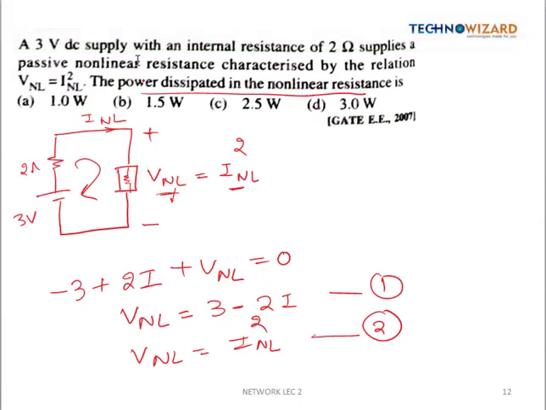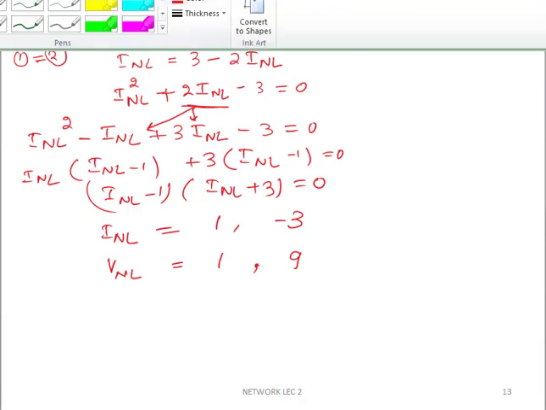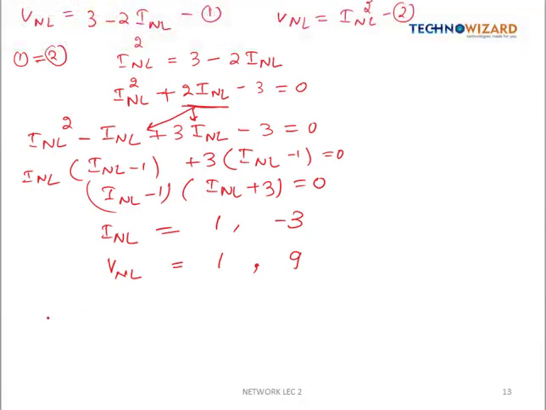Power dissipation is given as voltage into current. So we can simply find out how much power is dissipated in the non-linear resistance, okay? So power dissipated will be equal to VNL into INL. So 1 into 1 will be equal to 1 watt. Here the power dissipated is -27 watt, right?